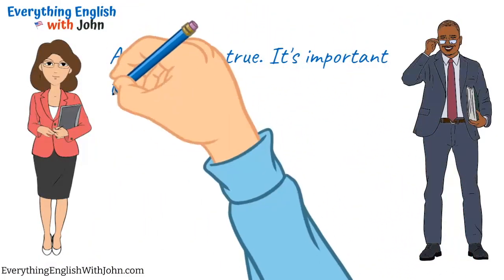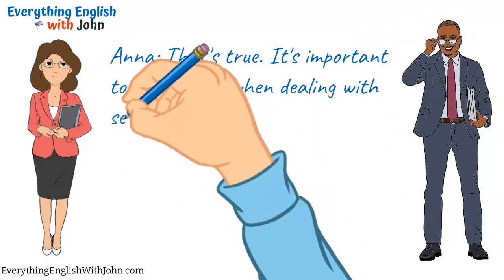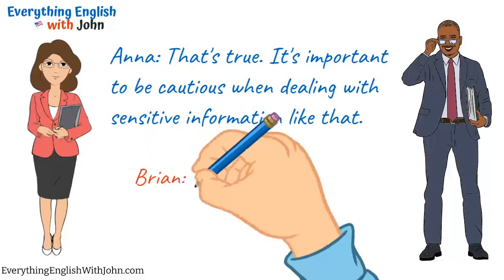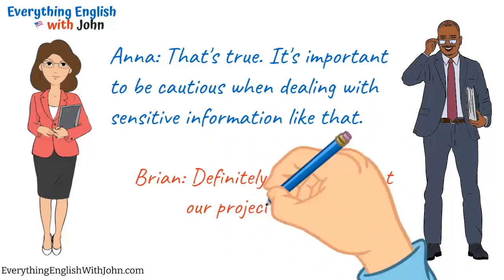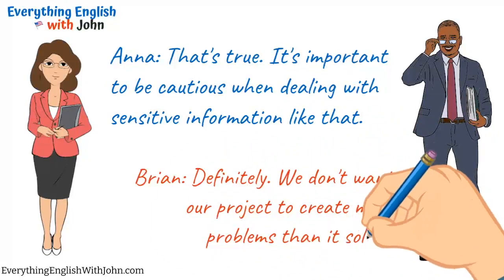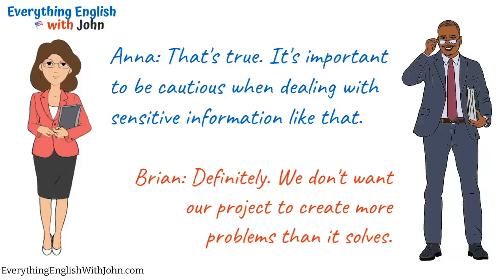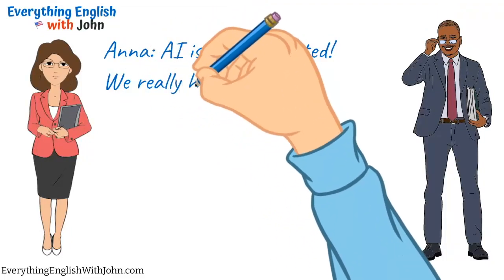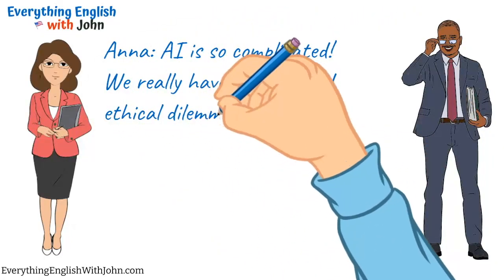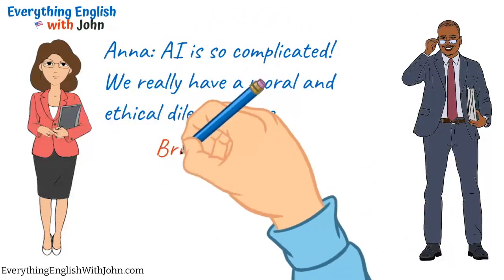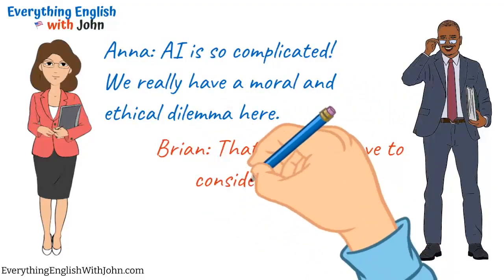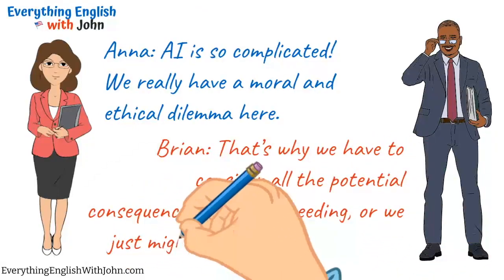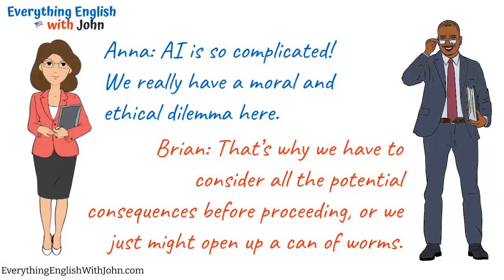That's true. It's important to be cautious when dealing with sensitive information like that. Definitely. We don't want our project to create more problems than it solves. AI is so complicated. We really have a moral and ethical dilemma here. That's why we have to consider all the potential consequences before proceeding, or we might just open up a can of worms.